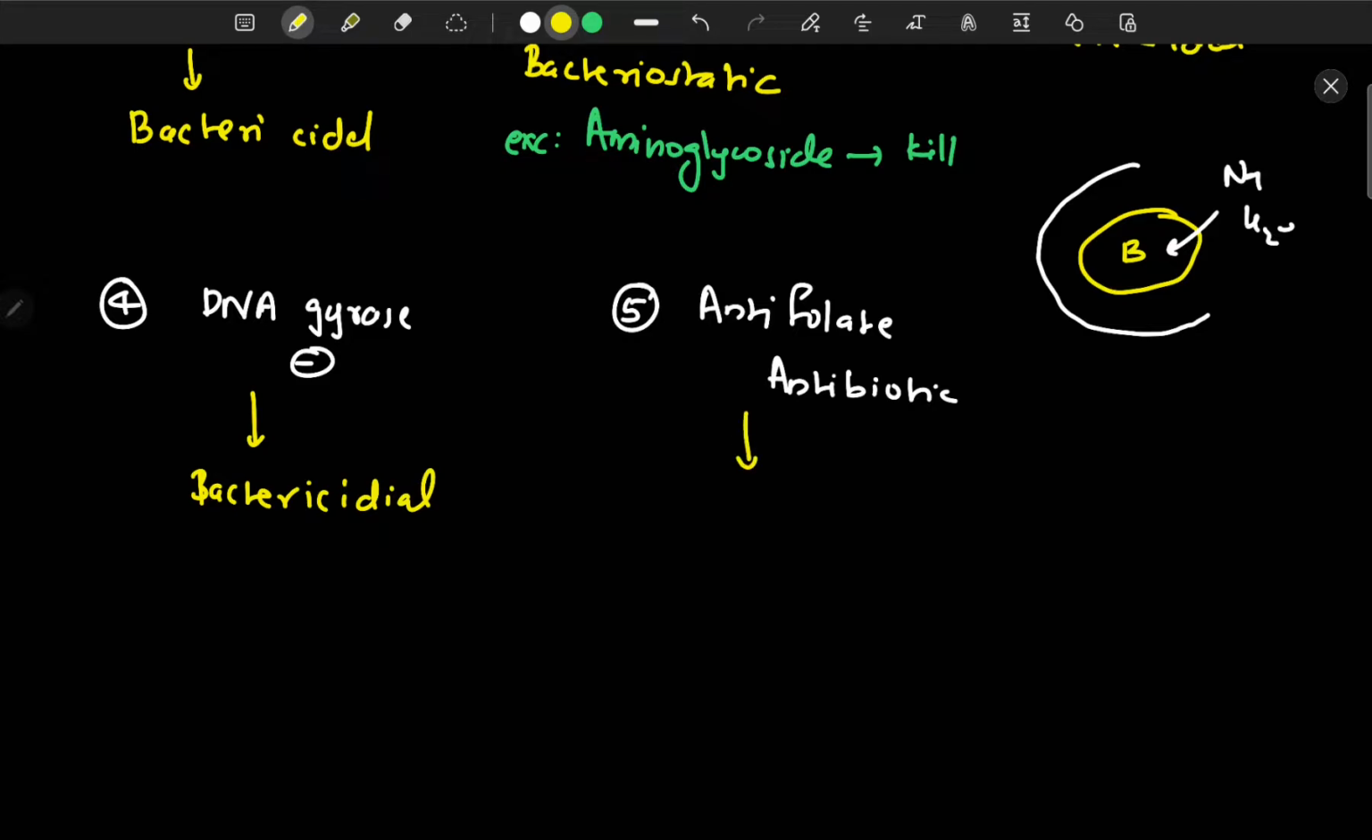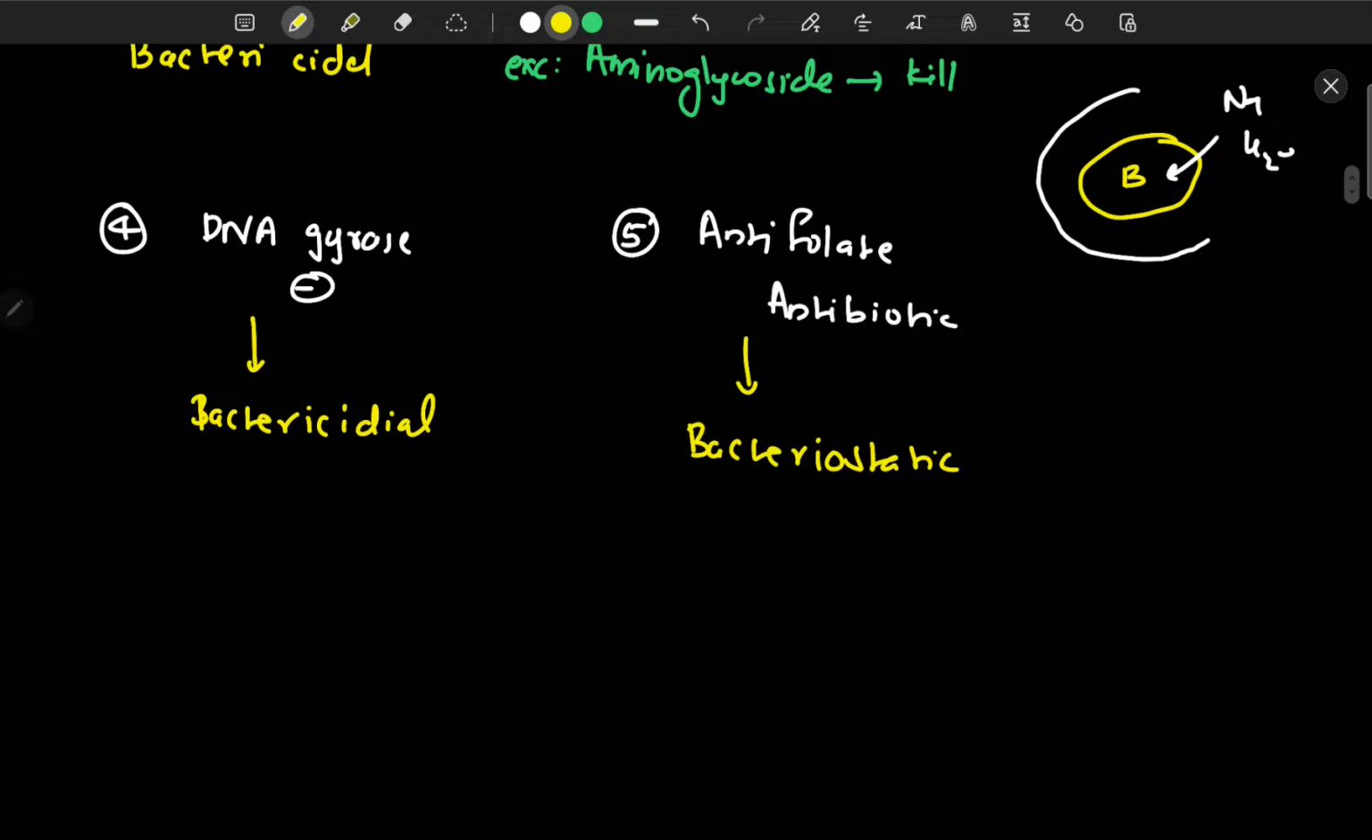About the antifolate antibiotics, this is bacteriostatic. It inhibits the growth of bacteria, but there is an exception, that is cotrimoxazole. So this cotrimoxazole will kill the bacteria. So it is bactericidal.